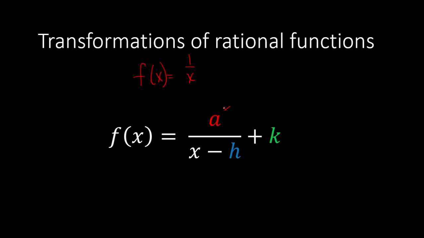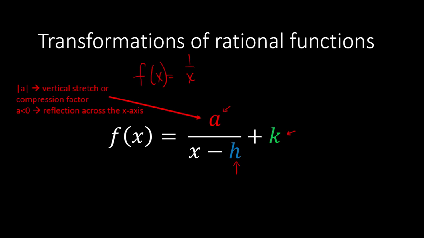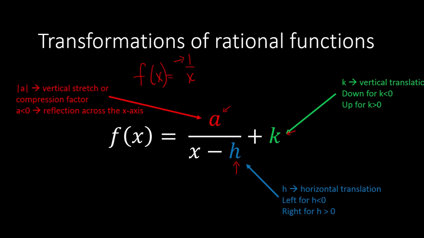So whether I multiply it by some constant, if I change the denominator by adding or subtracting a number, or if I add or subtract a value outside of the fraction, these are all going to cause changes to the graph. So if I do something in the numerator, it's going to cause a vertical stretch, a compression, or a reflection. If I add or subtract a value on the end, not part of the fraction, it's going to cause a vertical translation, meaning the graph is going to move up or down. And in the case of the denominator, if I add or subtract a value, I'm going to have a horizontal translation. I'm going to move left or right.